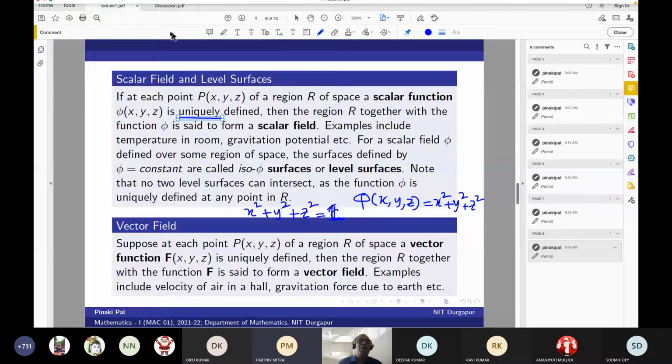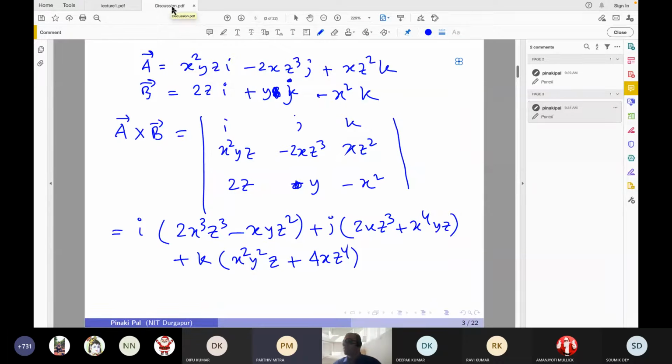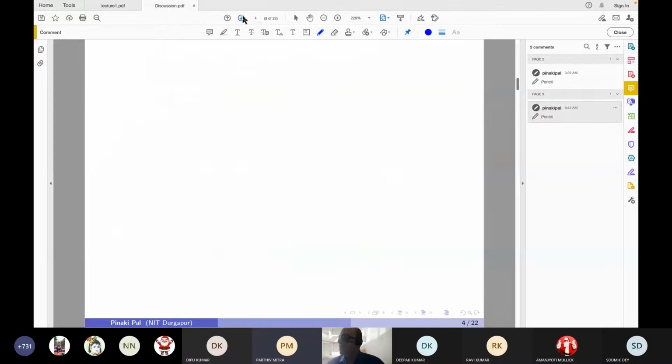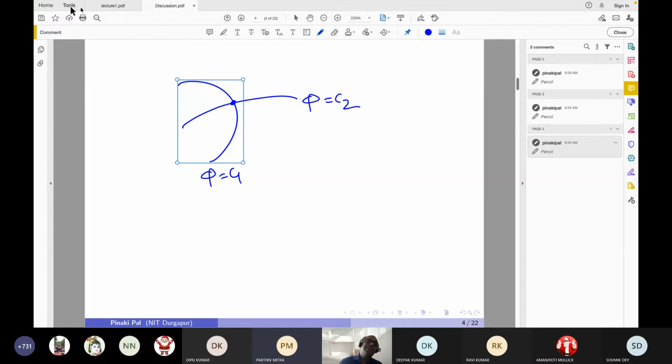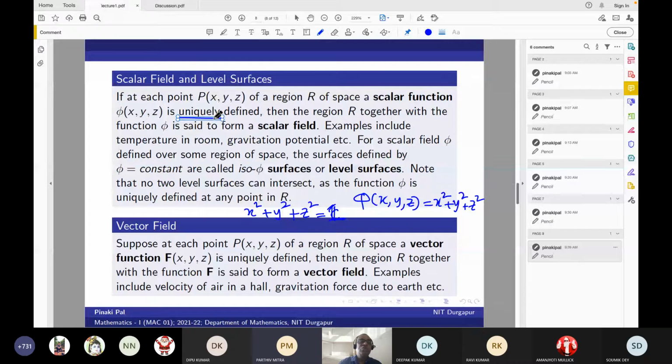So if there is some point of intersection of two different level surfaces, then how will the definition be violated? For example, let us suppose this is the point of intersection, and we know that the value of phi on this level surface is C1, and on this level surface phi is equal to C2. But at this point phi can have either the value C1 or the value C2. But it is not allowed by the definition. You see, phi has to be defined at each and every point in the domain of definition uniquely. So that uniqueness is violated.